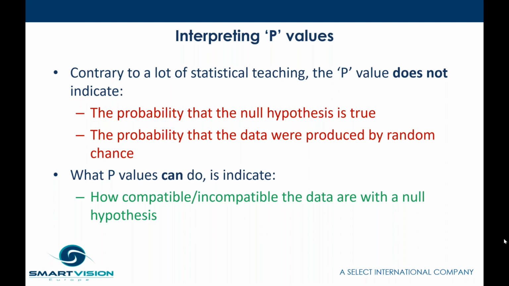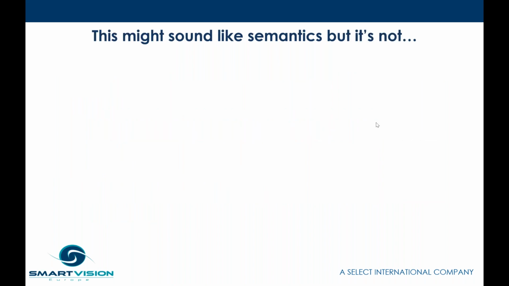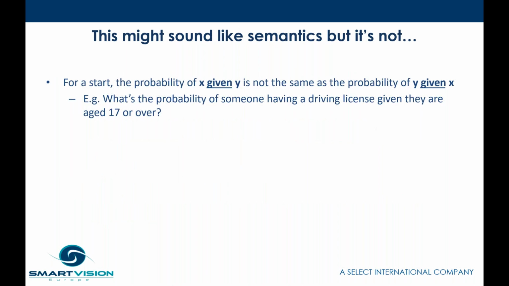What the p-value shows is, as I say, how often you would get a result as extreme as the one you're seeing, assuming the null hypothesis is true. And if that seems like semantics, if you think, well, surely it's just the same thing, it isn't actually the same thing. And I'll show you why. The reason is simply because the probability of x given y is not the same as the probability of y given x. So if you say to yourself, for example, what's the probability of someone having a driving license given the fact that they're age 17 or over?